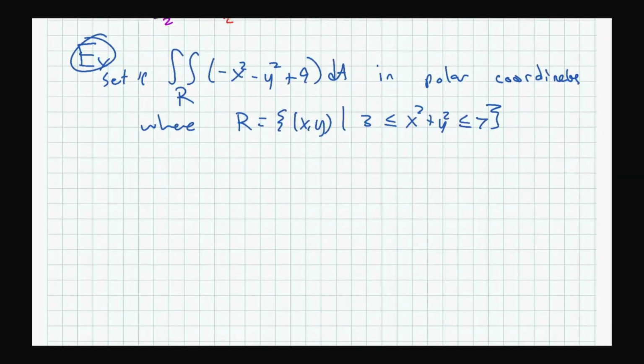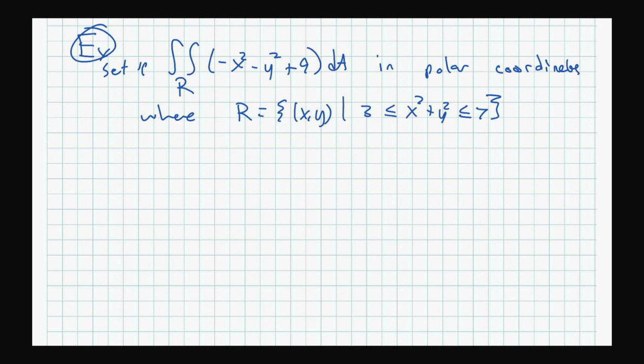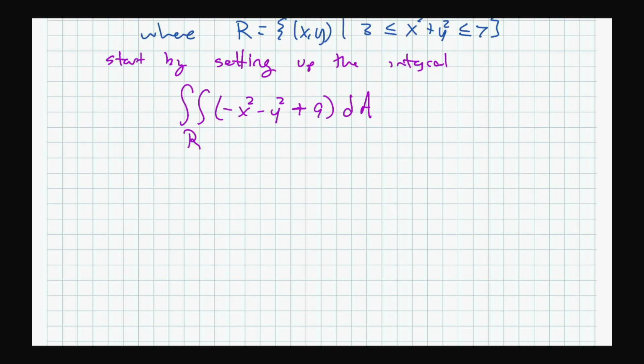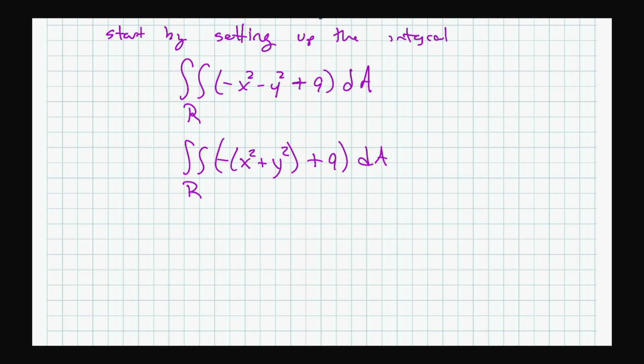Okay, that's it. Right? So what would you do here? We have to convert both the integrand and the limits. So let's set up the integral as much as we can. We can start by setting up the integral, and we'll worry about the limits in a second. So you have the double integral over R of negative x squared minus y squared plus 9 dA. And again, we're following our same strategy here as I said before. We should try to figure any x squared plus y squareds out first. So negative x squared minus y squared, that's negative x squared plus y squared plus 9 dA.